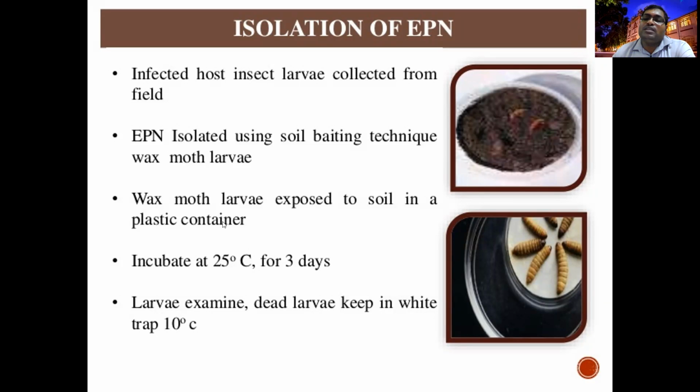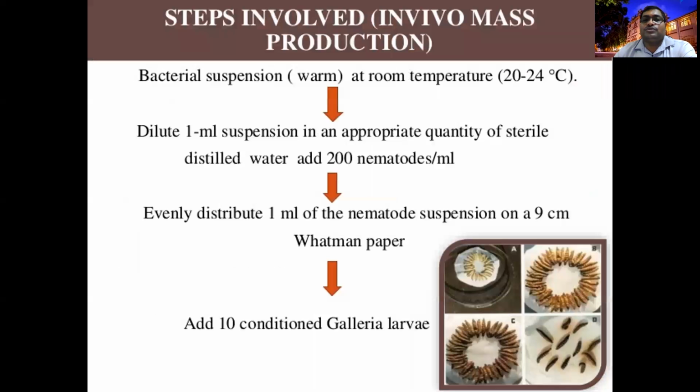With waxmoth larva, incubate at 25 degrees C. If you collected the cadaver, you have to incubate it at 25 degrees Celsius for 3 days. Or if you are using soil baiting, once it is infected, you give 25 degrees C for 2 days for mass multiplication of the nematode. It will complete the life cycle in 24 to 48 days, but at 25 degrees C your multiplication rate will be very high. Then you can keep the larva at 8 to 10 degrees Celsius for commercial use.